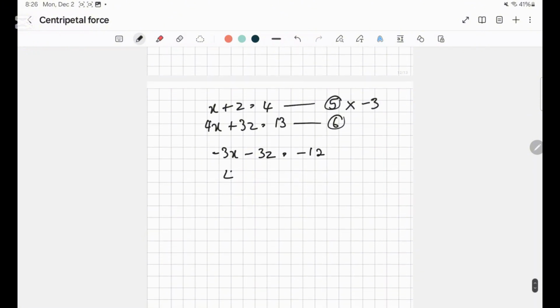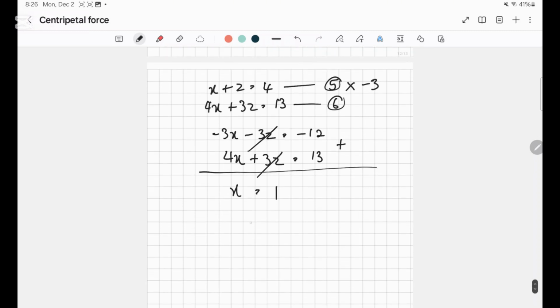And you write your sixth equation again, 4x plus 3z equals 13. So you add these two. Now you can cancel these off, and you get minus 3x plus 4x is x, equals 13 minus 12, which is 1. So you got x equals 1. We also had x plus z equals 4. So you put x equals 1 instead of x, so 1 plus z equals 4, z equals 3.